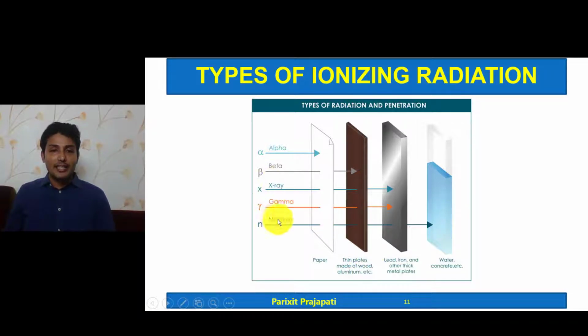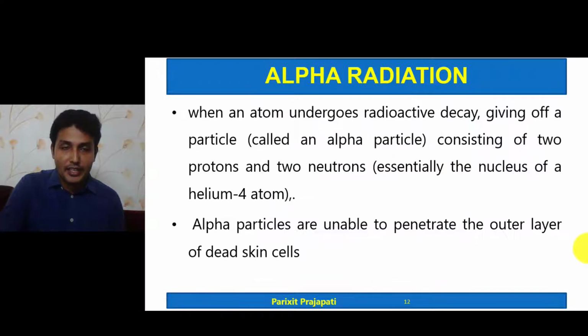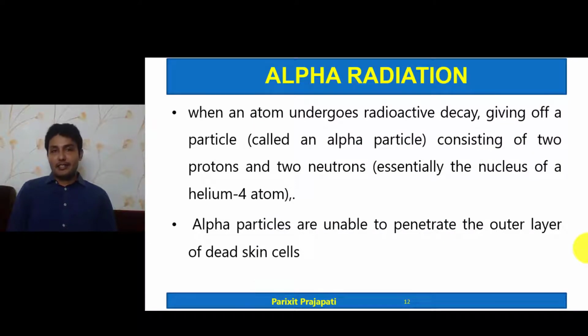etc. While X-ray and gamma radiations have an equivalent penetration power, neutron has the highest penetration power among all of these, and it can be stopped with the help of water or concrete, etc. So if we compare all these, alpha has the least penetration power, while neutrons have the highest penetration power.